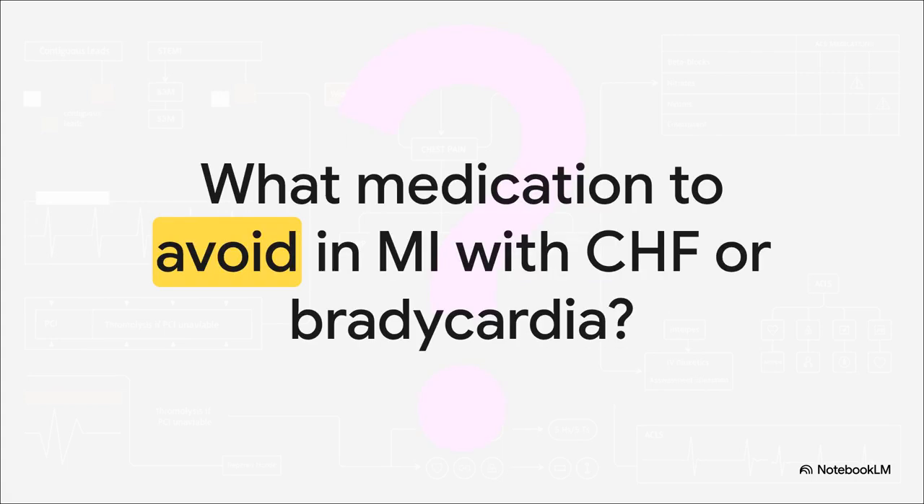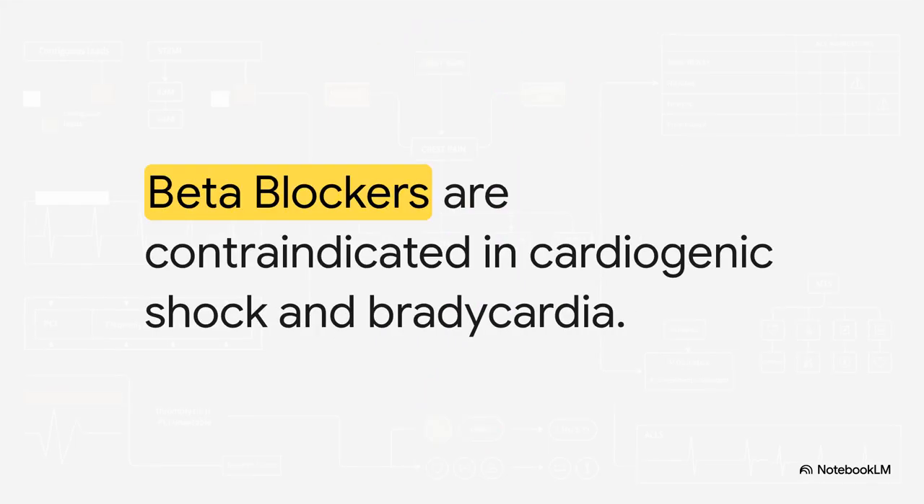Okay, let's test a classic Step 2 CK medication trap. Pause here. What pharmaceutical treatment should be completely avoided in patients with an MI who also present with congestive heart failure or bradycardia? Beta blockers, that's your answer. Now, while beta blockers are great because they decrease myocardial oxygen demand and limit infarct size, they are absolutely contraindicated in cardiogenic shock, acute heart failure, and severe bradycardia.